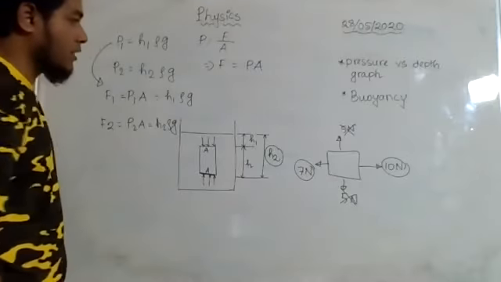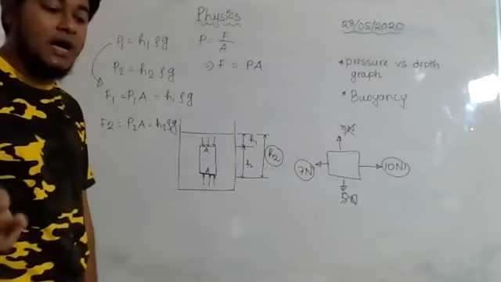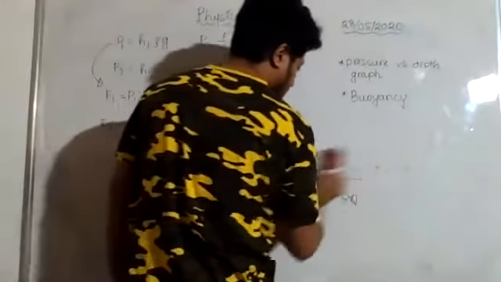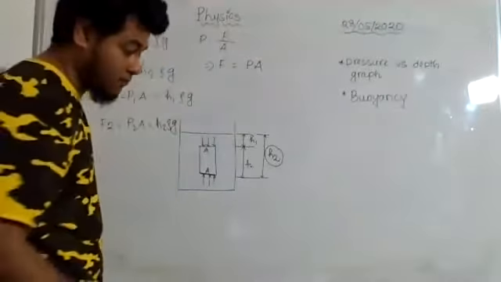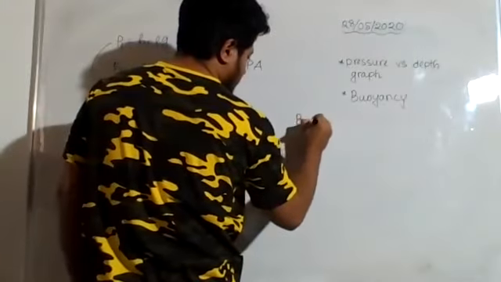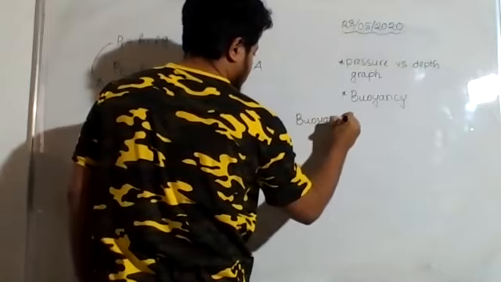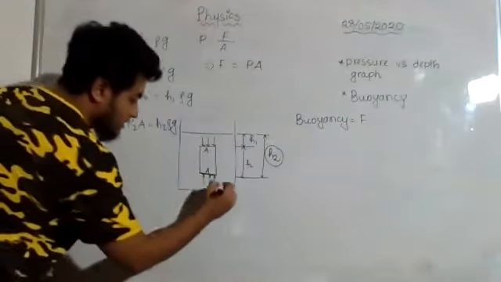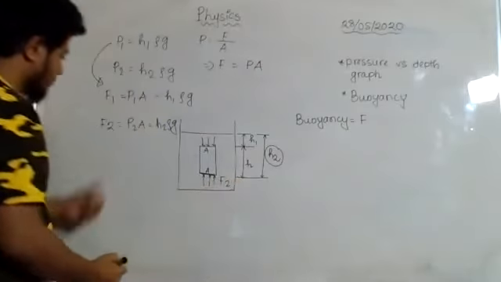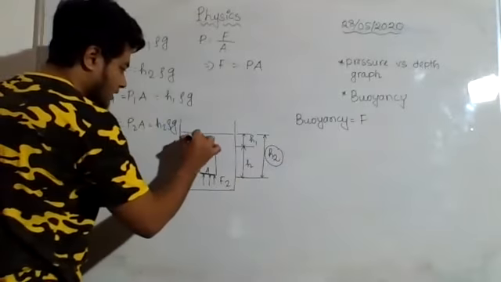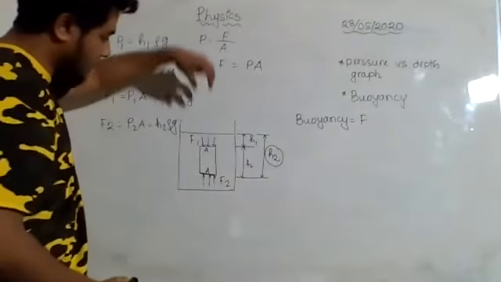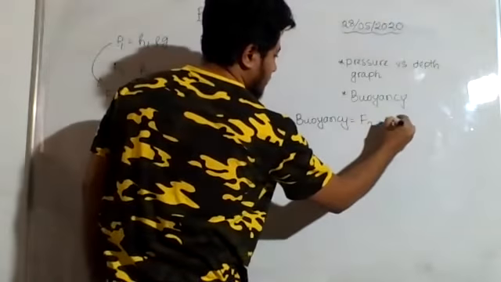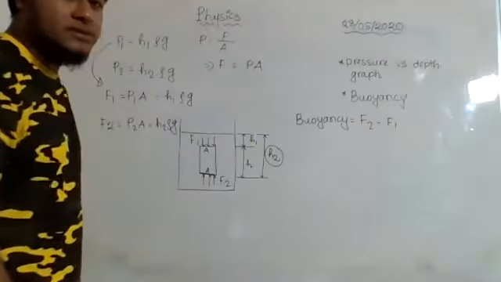Now I told you that buoyancy is the upward resultant force. So what can I write? Buoyancy is equal to the upward resultant force. The force that is being exerted in the upward direction, let us consider, we have considered this one to be F2, and the force from the upper surface is F1. So the buoyancy will be F2 minus F1.